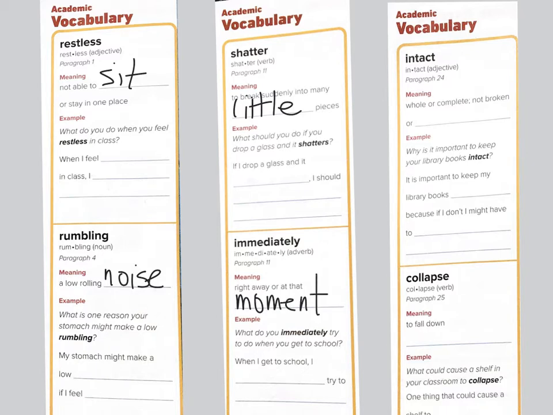Intact. Whole or complete, not broken or pulled apart. So if something is intact, that is not pulled apart. The last word is collapse, to fall down or give way. So if it collapses, that means the bottom or the base of it would give way. At this time, please stop the video and fill in the definitions for these words and also complete the rest of the sections for these vocabulary words.